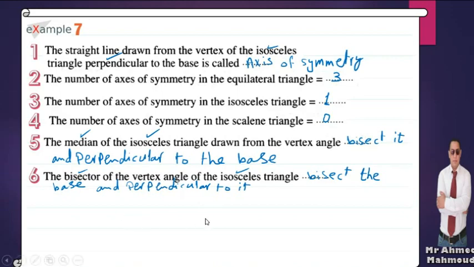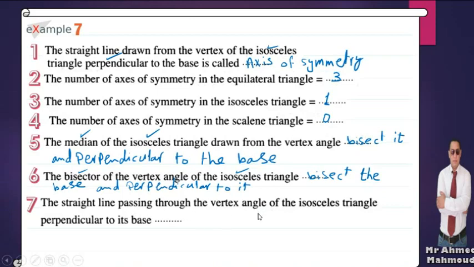The next example, number 7, the straight line passing through the vertex of an isosceles triangle and perpendicular to the base. Then I will write bisect the base and bisect the vertex angle. Note that you have to write vertex angle, not vertex only.